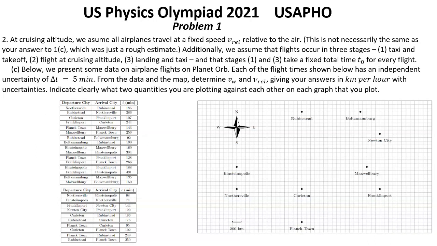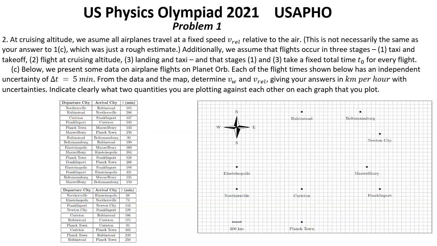Question C from part 2. Below we present some data on airplane flights on planet Earth. Each of the flight times shown below has an independent uncertainty delta t equal to 5 minutes. From the data and the map, determine vw and v real, giving your answer in kilometers per hour with the uncertainties. Indicate clearly what two quantities you are plotting against each other on each graph that you plot.